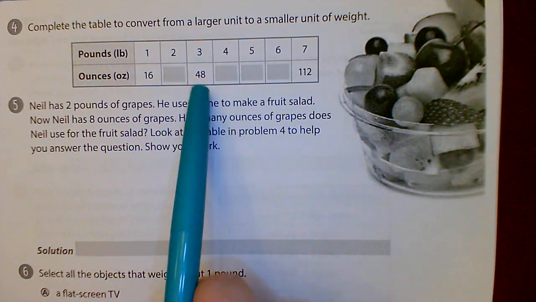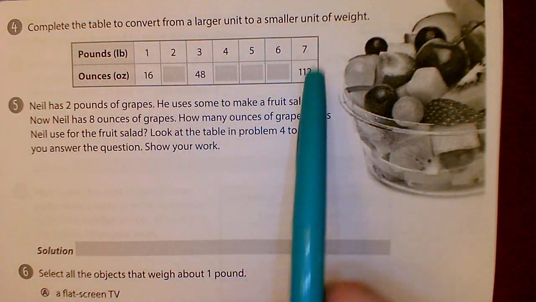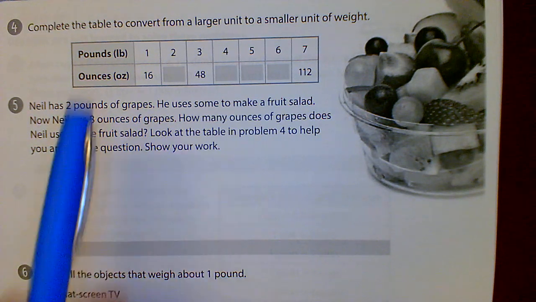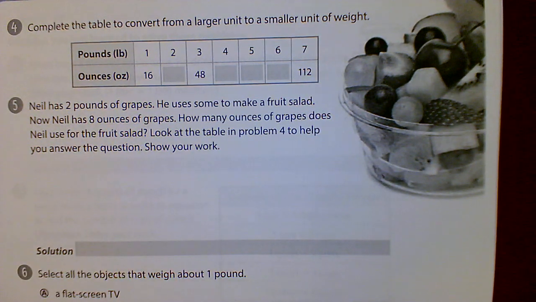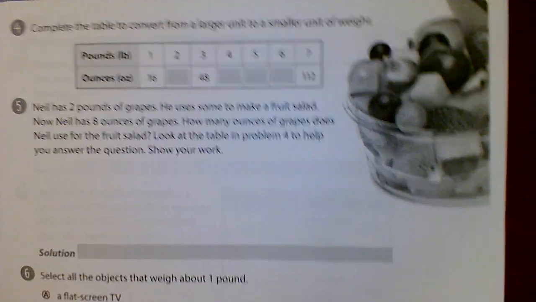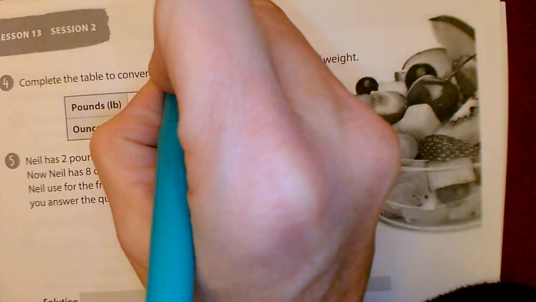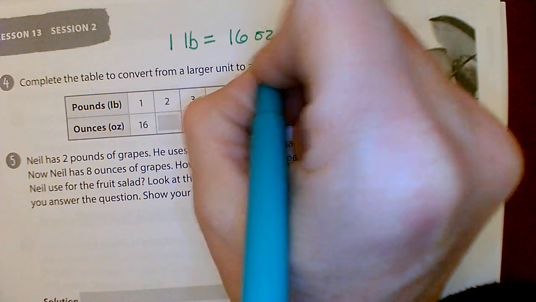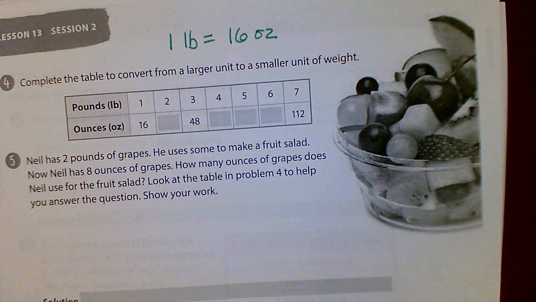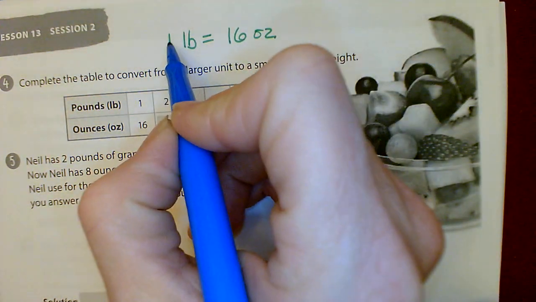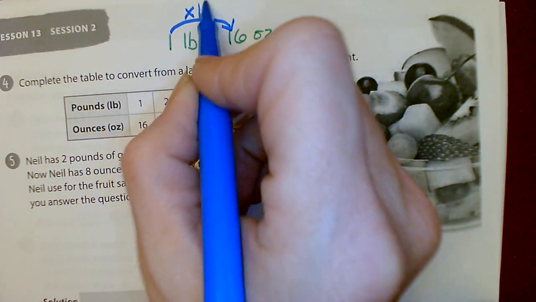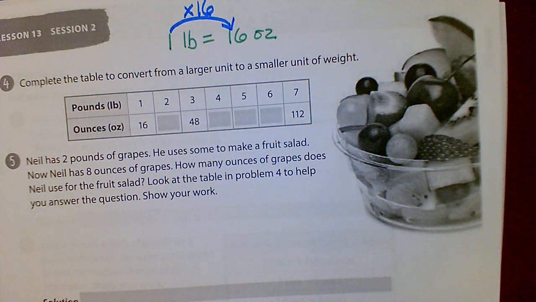Right here, I can see 3 pounds are 48 ounces. I can see 7 pounds are 112 ounces. So what is the conversion? They're telling us that 1 pound is equal to 16 ounces. So I'm going to go ahead and write that up here. And we knew this anyway because we did a lot of this. So 1 pound is equal to 16 ounces. So what is my rule? How do I convert from a 1 into a 16? What do I have to do to turn 1 into 16? Multiply by 16. 1 times 16 equals 16.